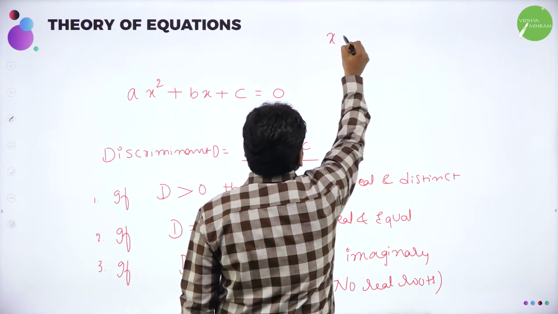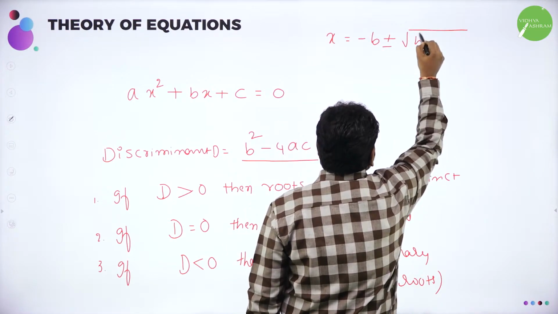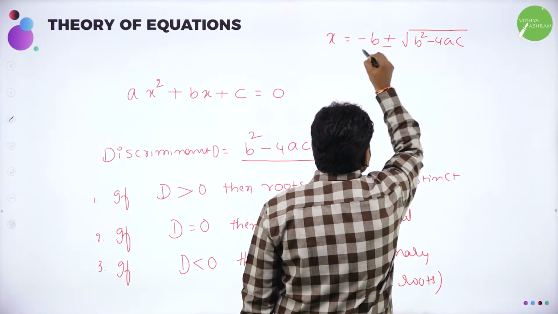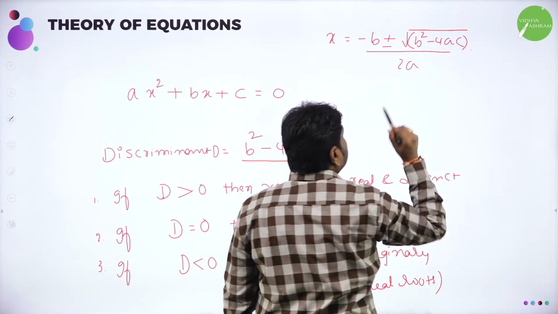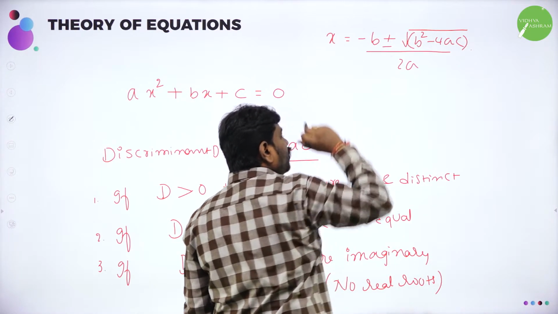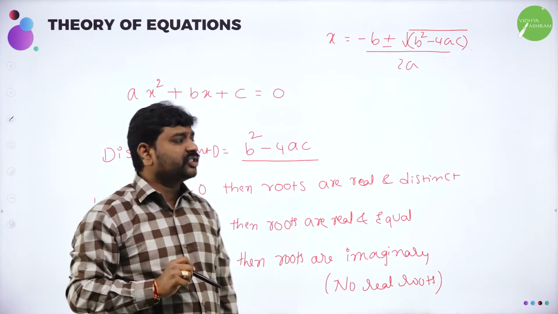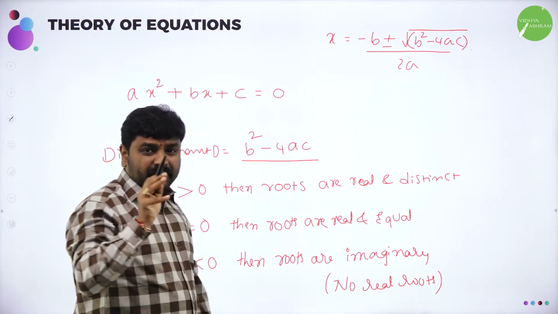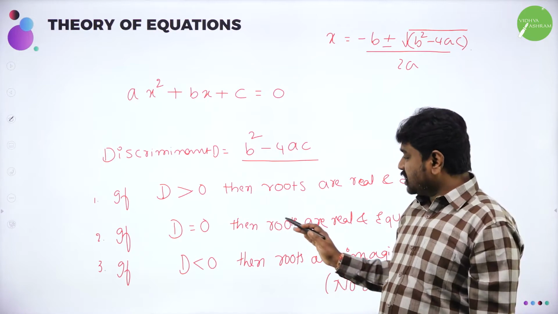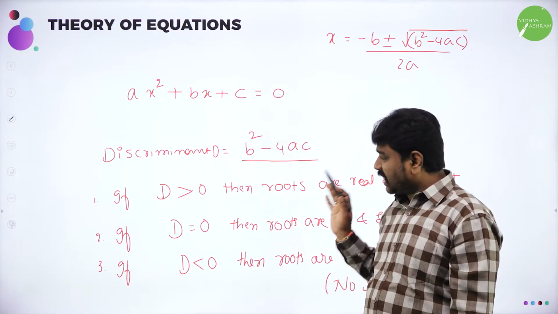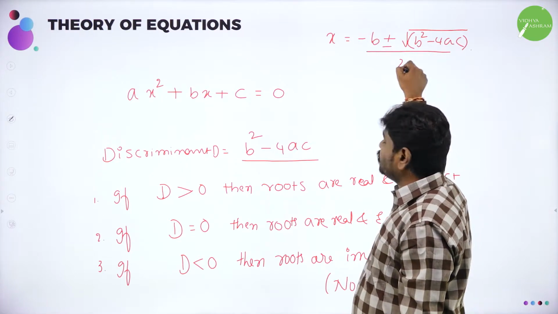What is the formula? X roots formula is minus b plus or minus root of b square minus 4ac by 2a. See, under the root, if you get negative, b square minus 4ac is what? D. Discriminant. If this is negative, roots will be imaginary, because root under negative is imaginary number. That's why we say no real roots. When discriminant is less than 0, no real roots. And discriminant is equal to 0, roots are equal and they are real. Only one root you'll have, both are same. So because this becomes 0, so you'll have minus b by 2a.